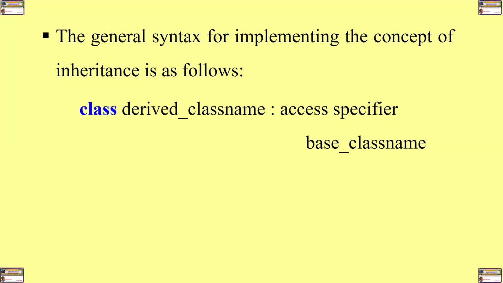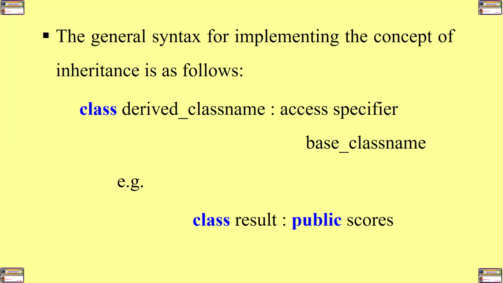And therefore, the syntax for implementing inheritance is class, which is a reserved word, followed by the name of your derived class, or the class that is going to be making use of members of another class. Then you have the colon and access specifier, followed by the name of the base class. For example, you can have a derived class called result, which makes use of members of a class called scores. In this case, result is the derived class, while scores is the base class. And therefore, the syntax is class result, colon, public scores.